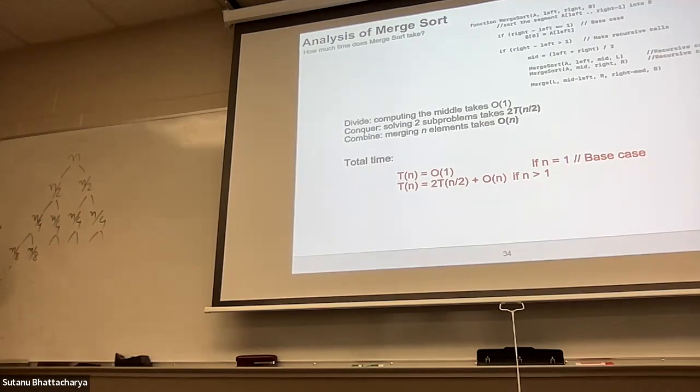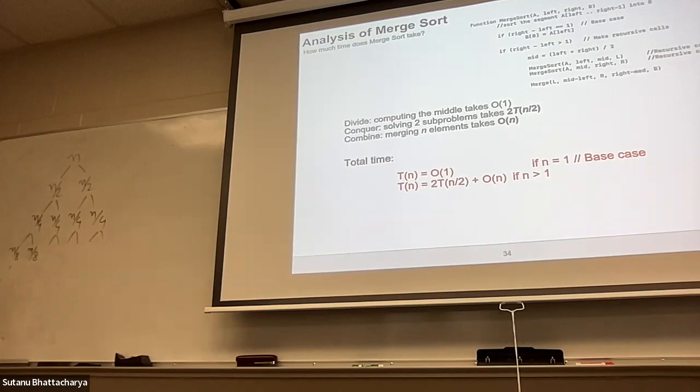Now, like binary search, let's assume after k steps, n becomes 1. After one iteration, n becomes n by 2. After two iterations, n becomes n by 4. After three iterations, n becomes n by 2 to the power 3. Let's assume after k iterations, n becomes 1. So what will be the height of this tree, or what is the value of k? Log n, right?